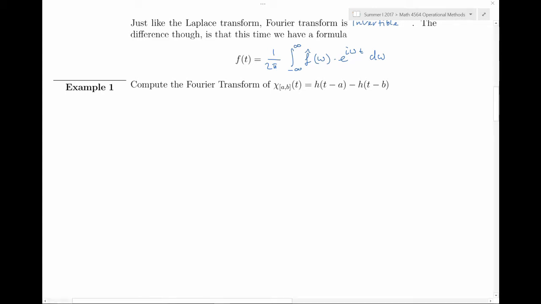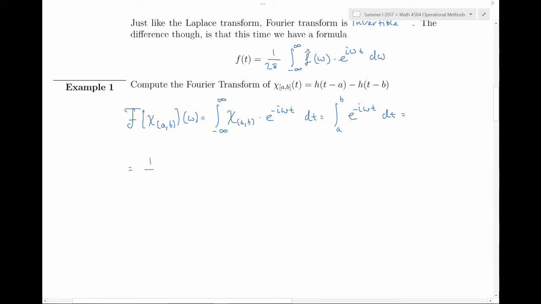Computing the Fourier transform of the function chi means performing integration from minus infinity to infinity of the function chi a comma b times e to the minus I omega t dt. Since the function chi is 0 outside of the interval a to b, this is the same as integrating from a to b of e to the minus I omega t dt. Well, this is a simple integration.